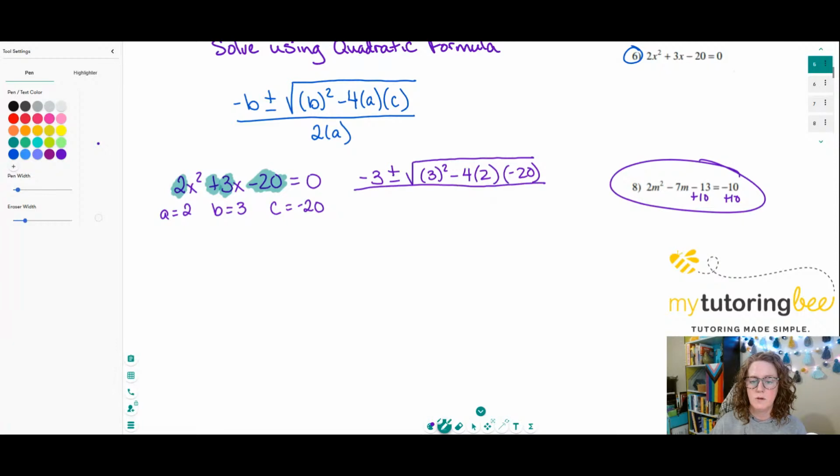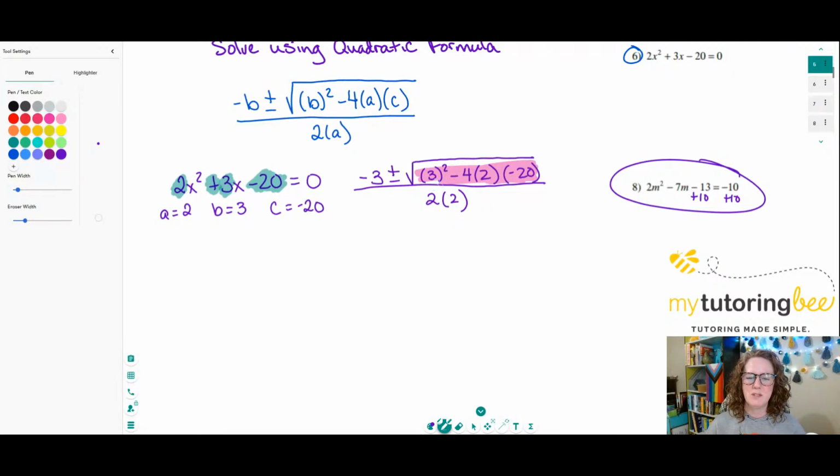And that's all over 2 times A, which is 2. Okay, so that's how you use the quadratic formula. And this part is somewhat straightforward for students. Finding this part in here can sometimes get tricky. This is called the discriminant. So it's a fancy word for the part that's underneath the square root.